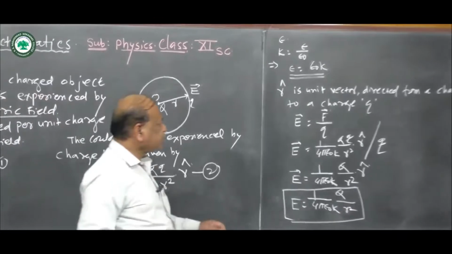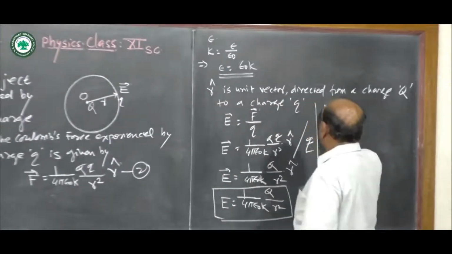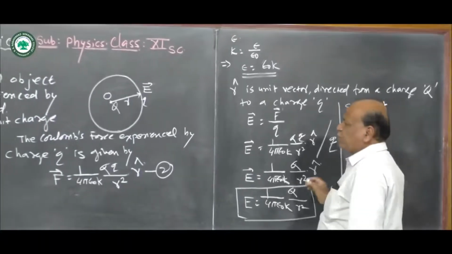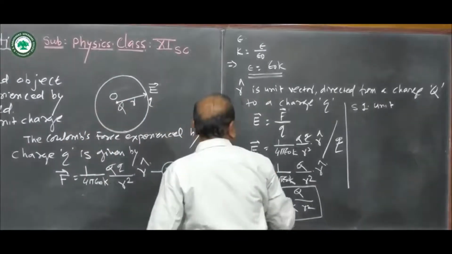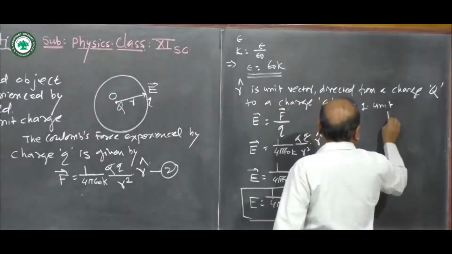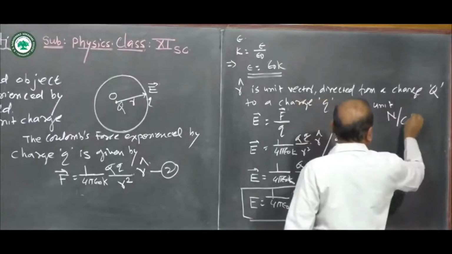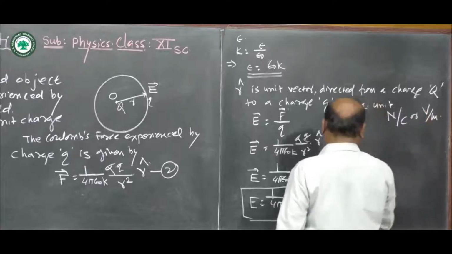Now the SI unit of this electric field intensity will be, it is F divided by Q, therefore the SI unit will be Newton per Coulomb, or practically it is volt per meter.